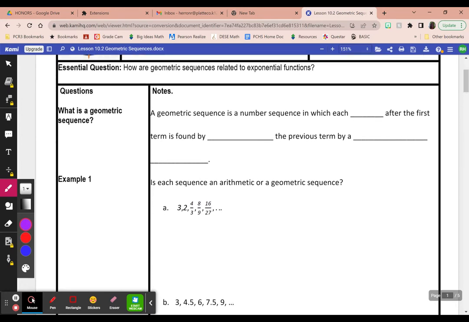So first part, the major difference between geometric and arithmetic is going to be what we're doing to create the pattern, okay? So a geometric sequence is a number sequence in which each term after the first term is found by multiplying the previous term by a common ratio. Okay, so we talked about that arithmetic is when we add something each time, whether it's positive or negative, and we do that by subtracting from the back to the front. Now we're going to be multiplying, so we're going to figure out what we're multiplying by. In order to do that, we have to divide from the back to the front.